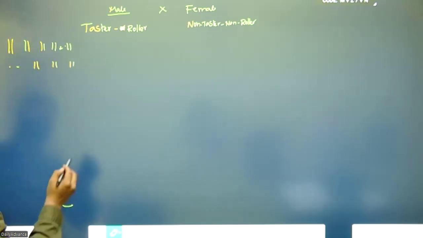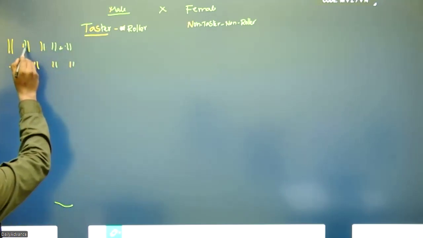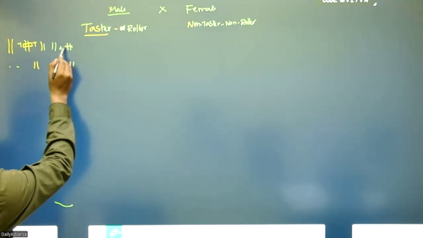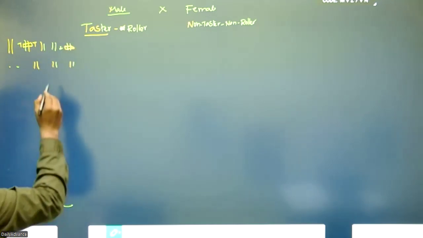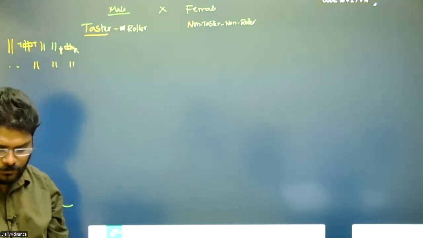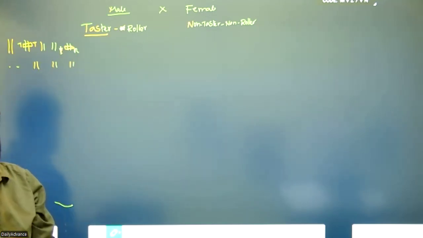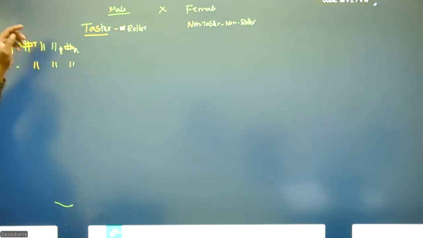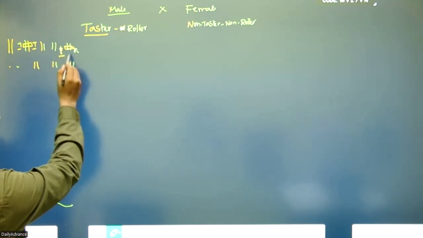Suppose the tasting-related locus is present somewhere else, so TT. The roller locus is present somewhere else, in another pair, so RR. Because the two loci are not present on the same chromosome, they are present in the total chromosomes but in different pairs. That is why capital T, capital R.